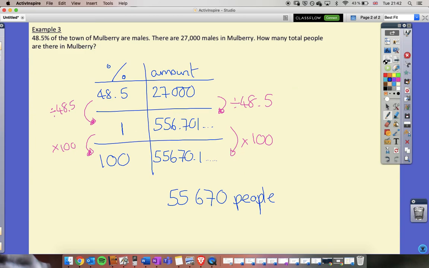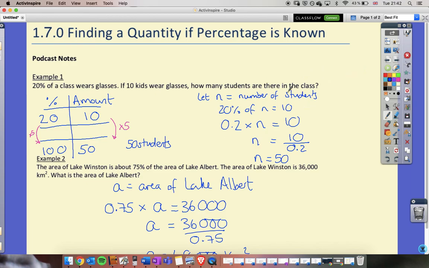Folks, I don't mind which method you use. You could use this algebraic approach. You could use this table method, which is very versatile, or you could use another method of your own, provided I can understand what you are doing. Good luck with today's work.